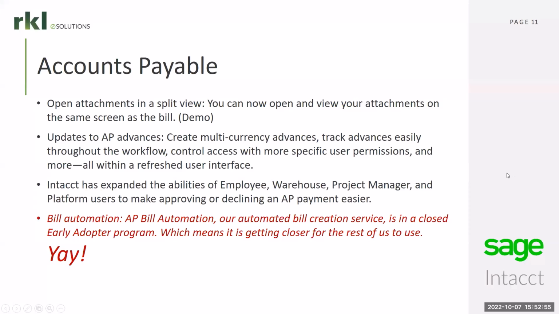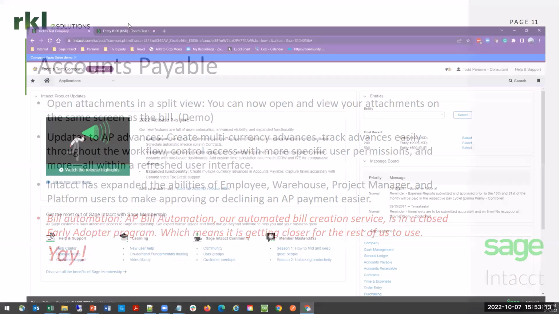Accounts payable. One of the new features is you can open attachments now in a split window. Before, you had to click on attachments and it would open over top of your transaction. You would have to move it to another screen, if you had another screen, and then compare things. This now allows you to work with both in the same screen. So I'll give you a quick little demo of what that looks like.